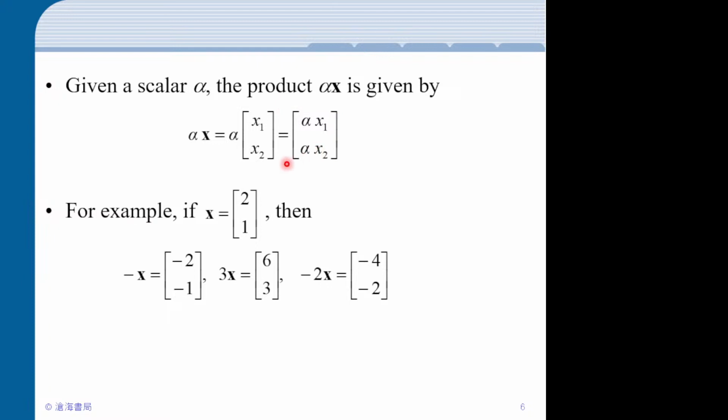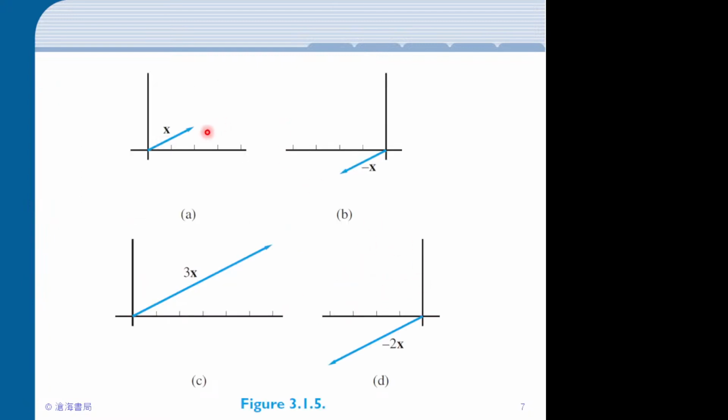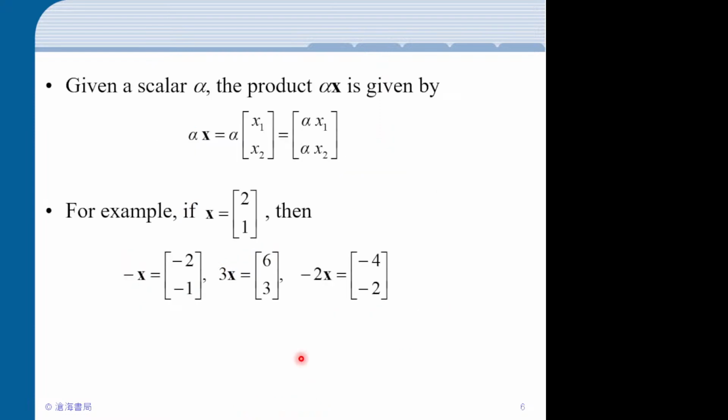For example, take your vector x equal to (2, 1). If you multiply by -1, you get (-2, -1). Multiplied by 3, you get (6, 3). Multiplied by -2, you get (-4, -2). And here are the examples. You can multiply x by -1 to get -x, and you can multiply by 3 or by -2 to get those different vectors. So that's the first operation you can do: multiply by a scalar, a number alpha here.